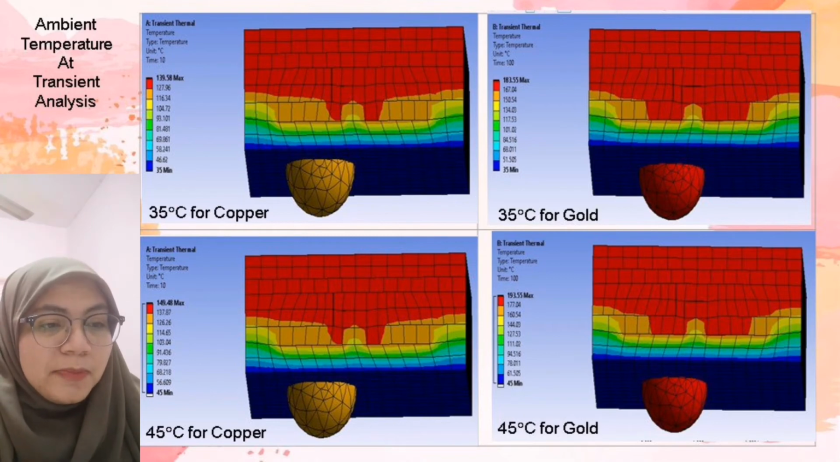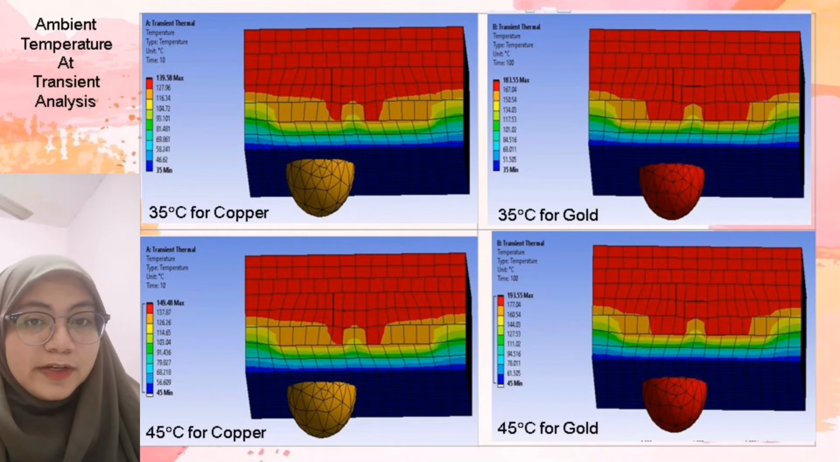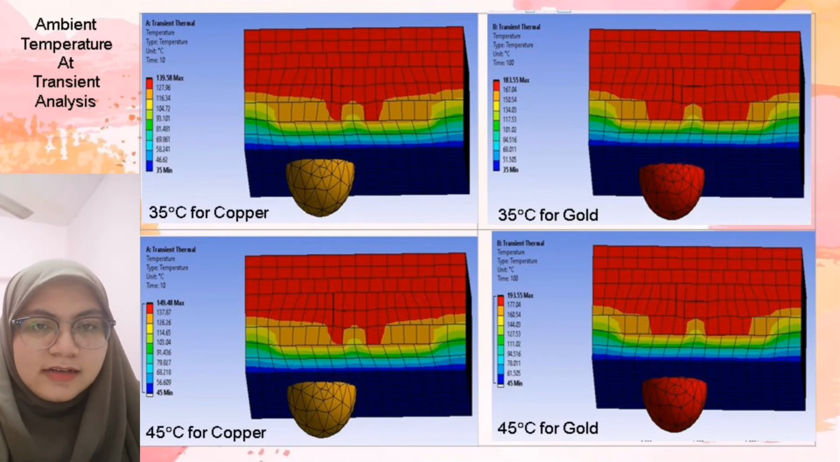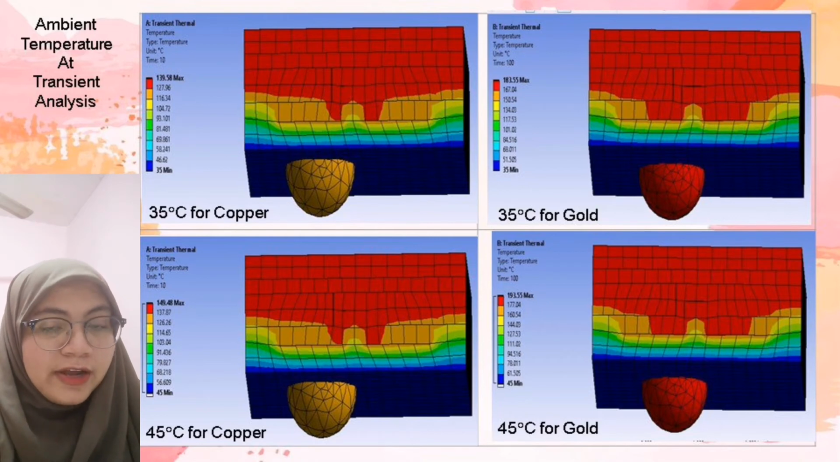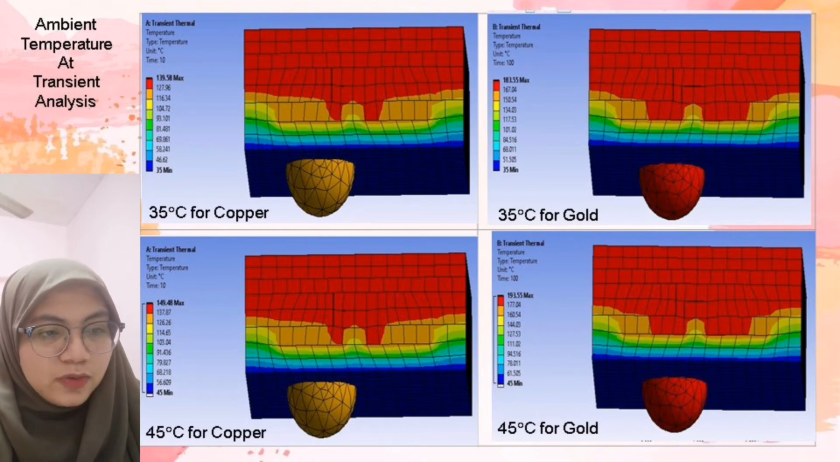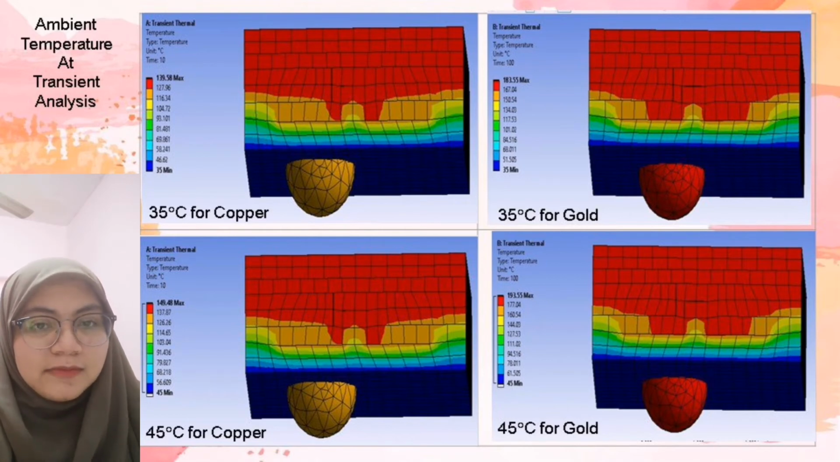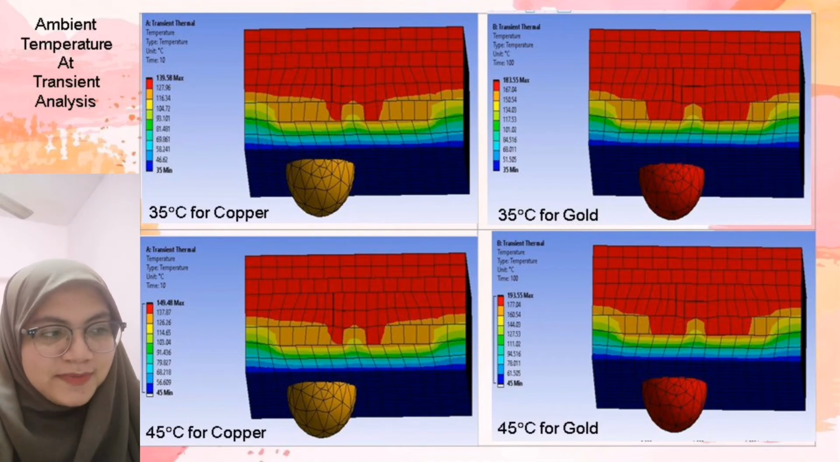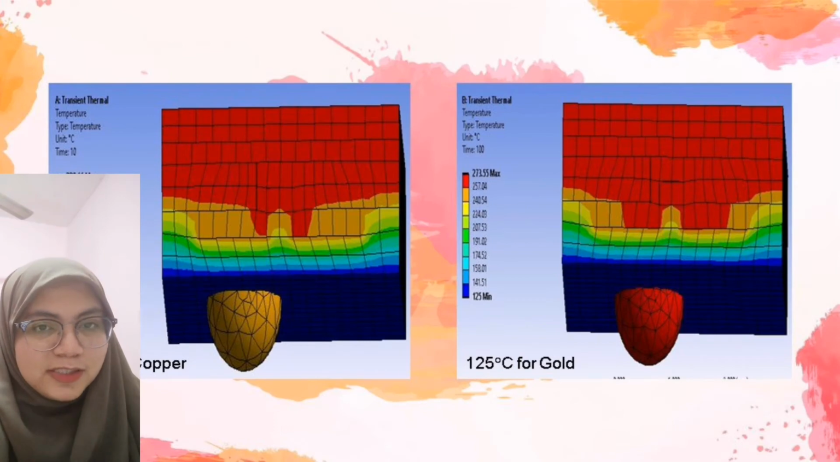And when we apply 45 degrees Celsius to the copper and gold, which is slightly higher by 10 degrees Celsius, we can see the temperature still rising quite high, which is 149.48, almost a 10 degrees Celsius increase, while the gold itself also rises almost 10 degrees Celsius, to 193.55 degrees Celsius.